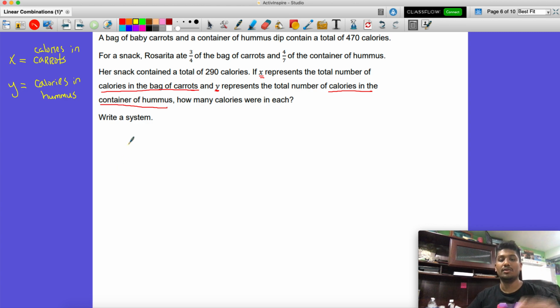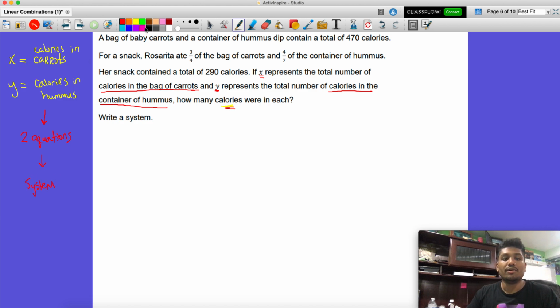I'm hoping you have a paper and you're writing it out. Believe me, when you write it down and follow along, it makes so much sense. So we have the x and y variables on the side, and it asks how many calories are in each. That's the question we're trying to figure out. We're going to write a system of equations. We have two variables, and if you remember, two variables means two equations, which directly means a system.